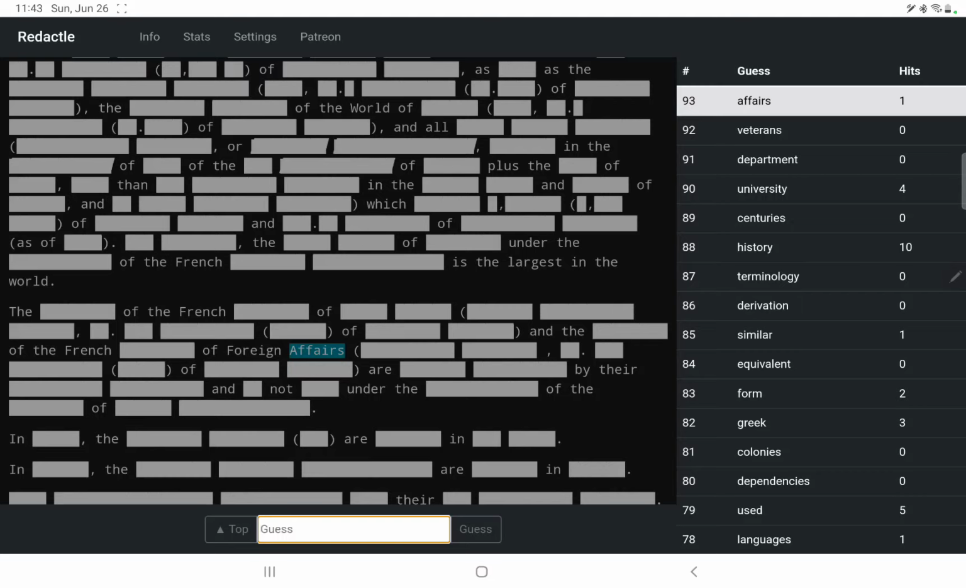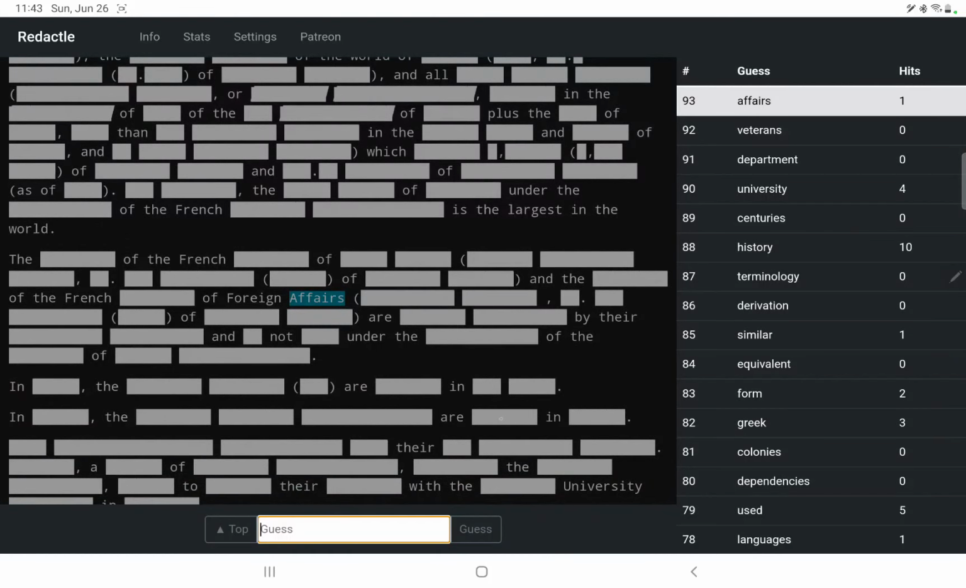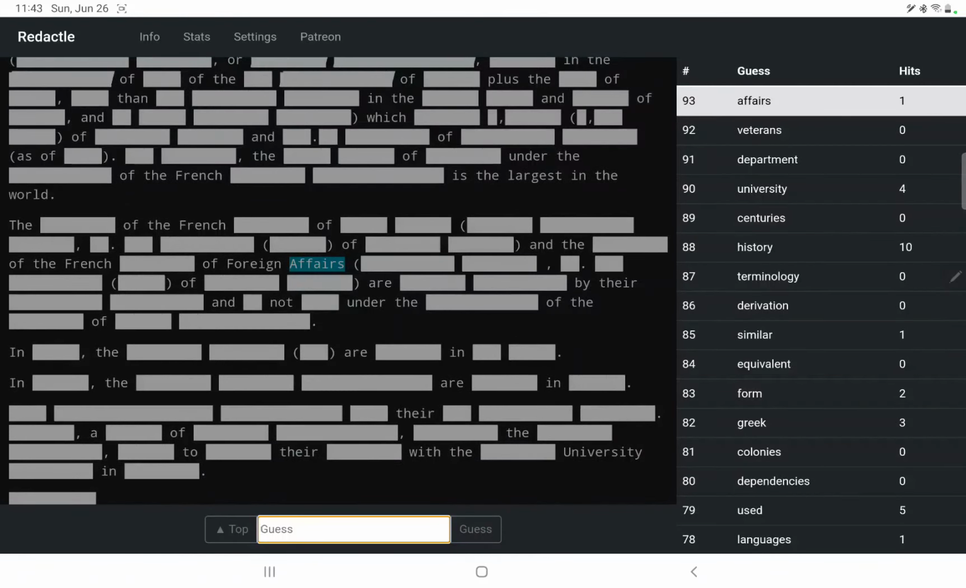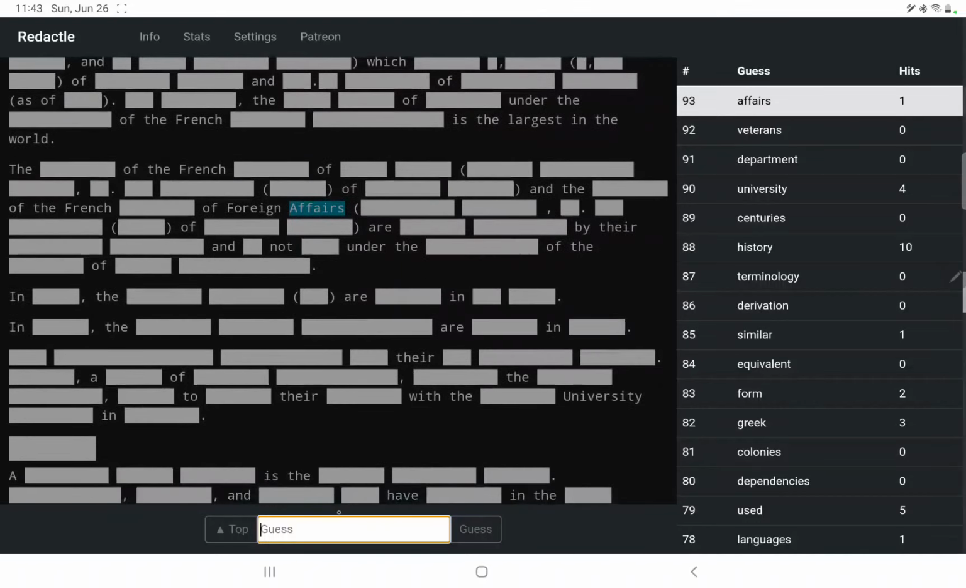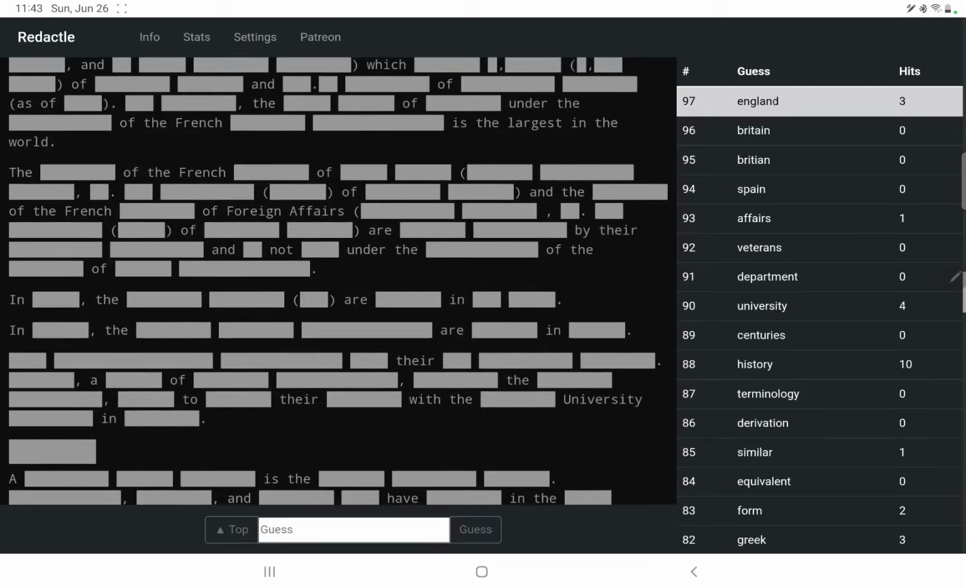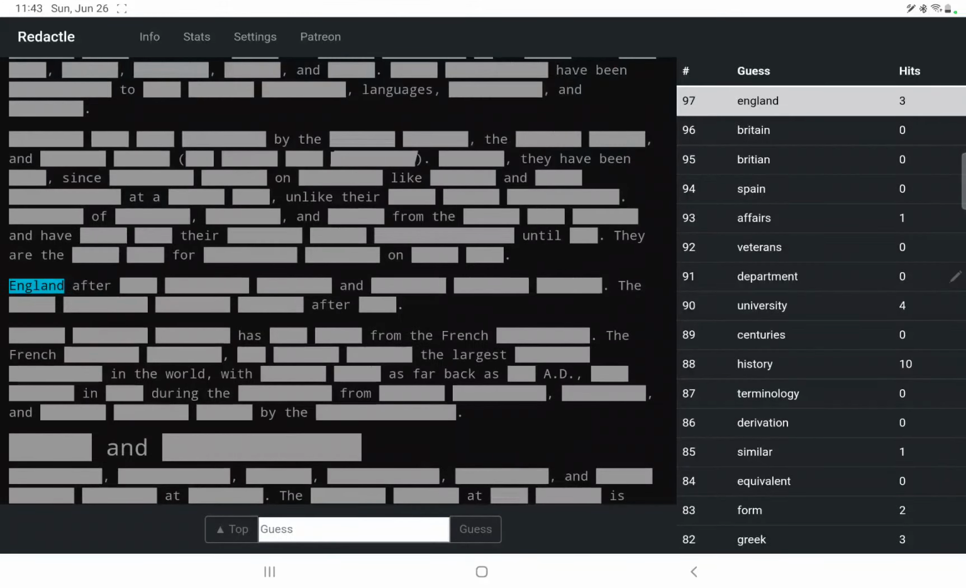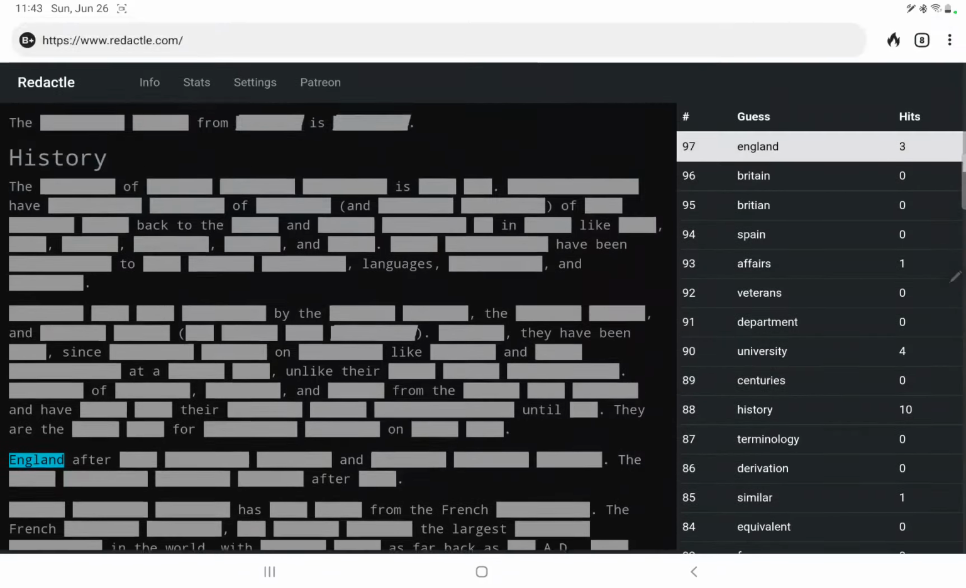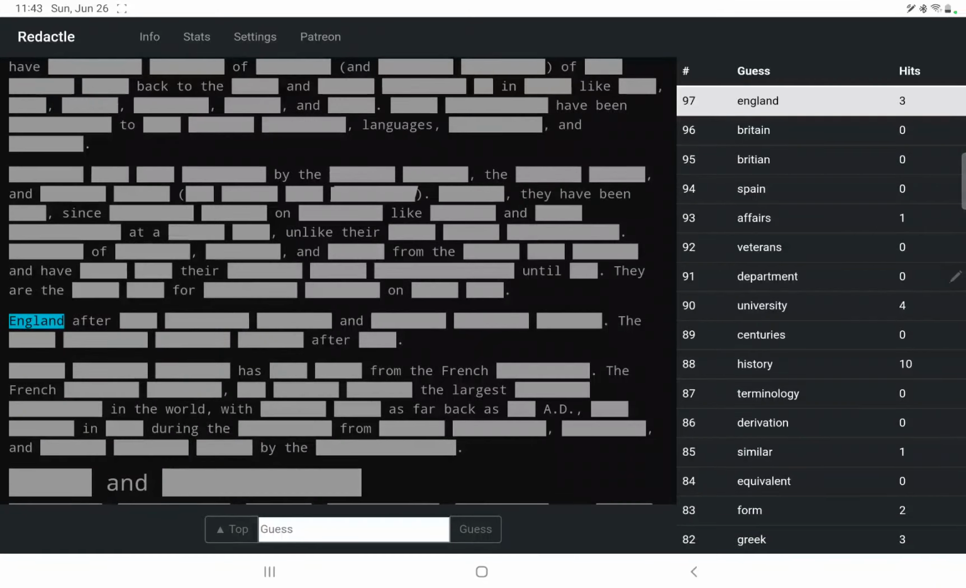And oh, something. Under the something of the French. Something, something is the largest in the world. And then we have some other countries. Let's try Spain. No. Britain. Britain. No, not even spelled correctly. England. Three Englands. There'll always be an England. So this seems to be a list in the history section.